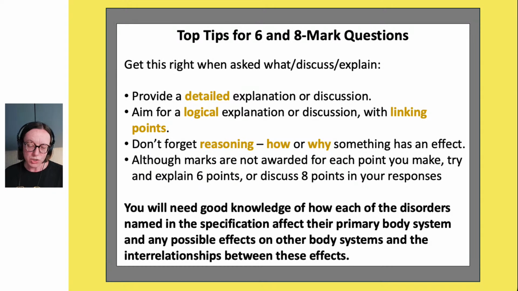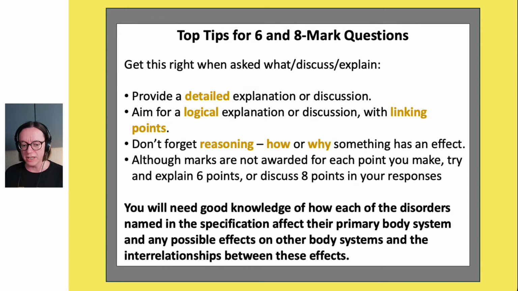Whilst marks are not awarded for each point you make, you could effectively make 6 points in a 6-mark question and 8 points in an 8-mark question, because there is that much content that you could talk about. You will need to have good knowledge of how each of the disorders named in the specification affect their primary body system. For example, you have some disorders linked under the reproductive system in the specification. So you need to know how those disorders affect that primary body system, but you also need to know if it has any possible effects on other body systems and the interrelationships between those effects. Everything we're going to do tonight is going to help you with that.